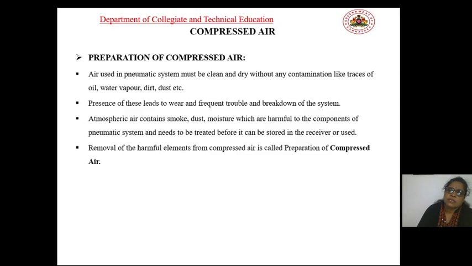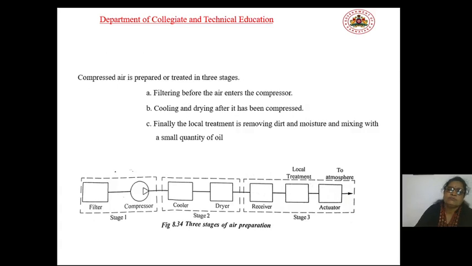The atmospheric air contains smoke, dust, moisture, etc., which are harmful to the components of a pneumatic system, so it needs to be treated before it is stored in the receiver. Removal of the harmful elements from the compressed air is called the preparation of compressed air. It can be prepared in 3 stages.